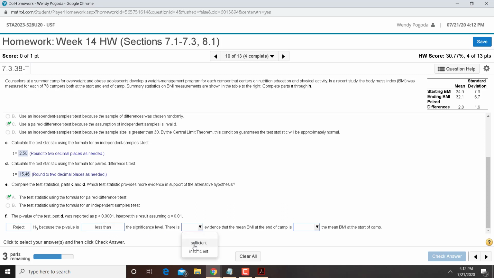That means there is sufficient evidence that the mean BMI at the end of camp is less than the BMI at the start of camp. Remember, we almost tested the other way, to see if the mean BMI at the beginning of camp was more than the one at the end of camp, but that's the same thing as saying the mean at the end is less than the mean at the beginning. Same difference.